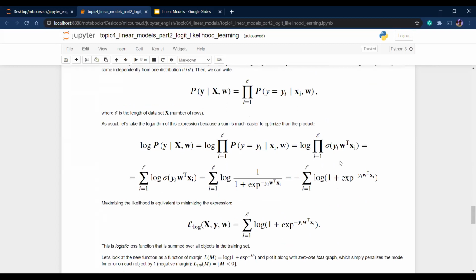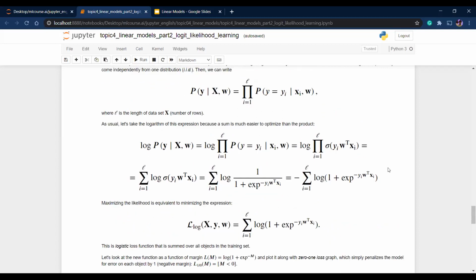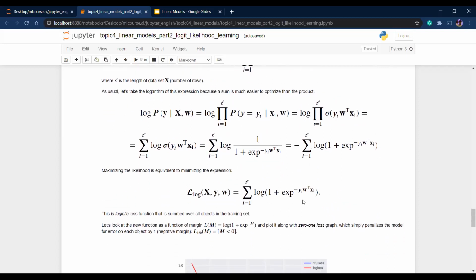And we take the log. If you take the log of a product, it changes to a summation. And if you remember that this probability is nothing but the sigmoid function, which is 1 over 1 plus exponent of this one, and you simplify this, it changes to this. And this is your loss function, okay? We want to minimize this. This is also called the log likelihood or the logistic loss. It's the same thing, just different names.